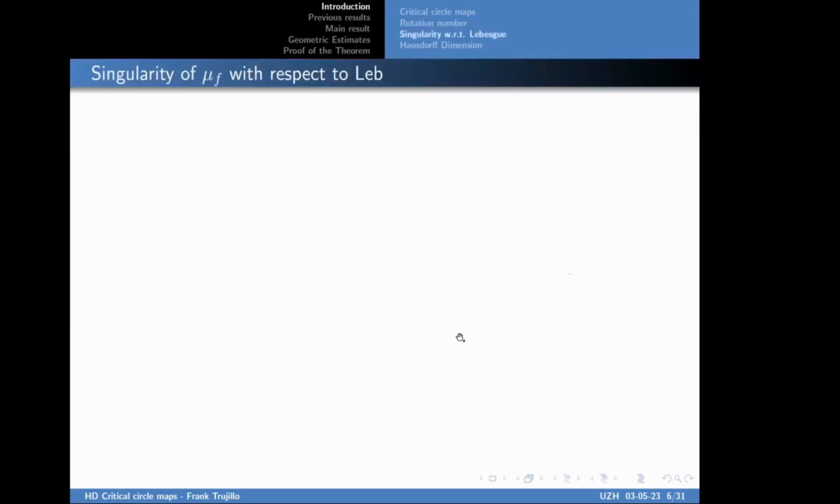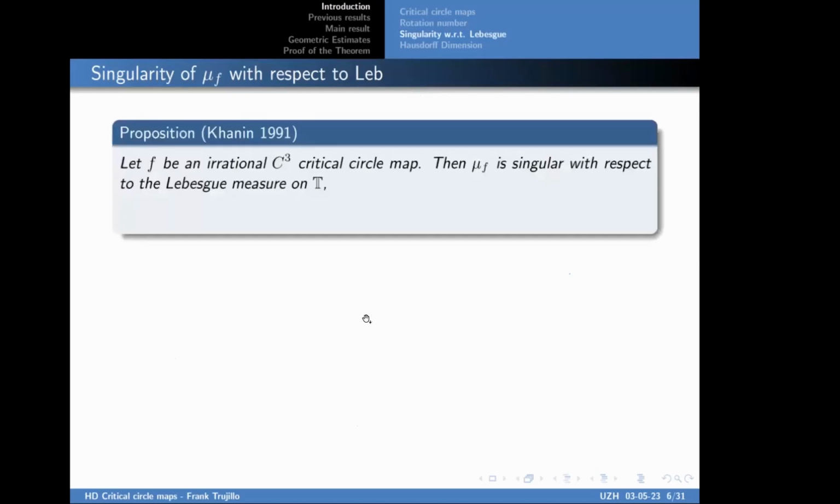And now I will go back to critical circle maps. So some of the properties of critical circle maps: I will consider its unique invariant measure mu f. And it turns out that if you add a little bit of regularity to your map, you suppose that it is at least of class C3, then this unique invariant measure is actually singular with respect to the Lebesgue measure. So singular means the usual thing: I can find a set that has full measure with respect to my invariant measure, but that has zero Lebesgue measure. Okay?